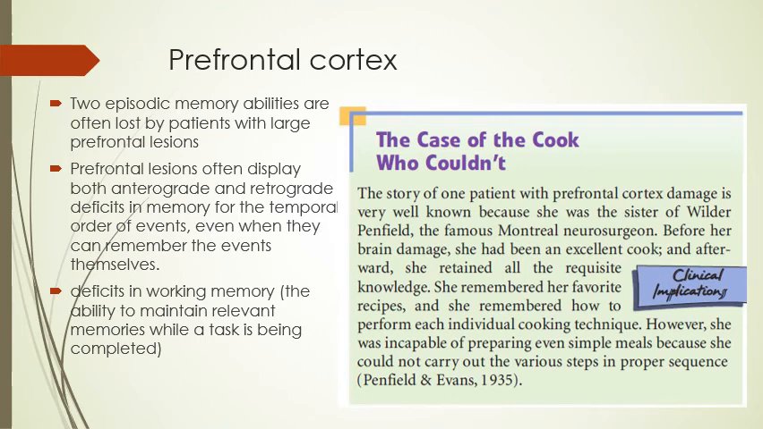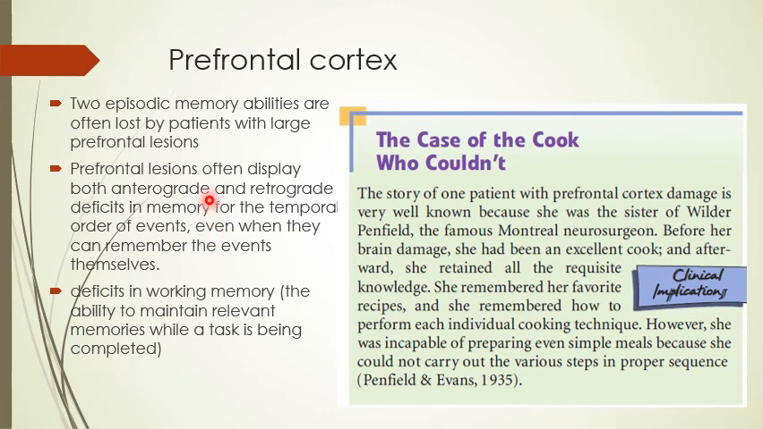The prefrontal cortex is also involved in the storage of memory. Two episodic memory abilities are often lost by patients with large prefrontal lesions. By the way, the prefrontal cortex is located in the frontal lobe, and it's responsible for planning, organization, decision making, and other complex cognitive functions. Patients with prefrontal lesions often display both anterograde and retrograde deficits in memory for the temporal order of events, even when they can remember the events themselves.